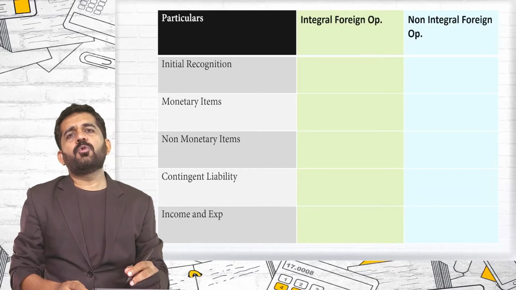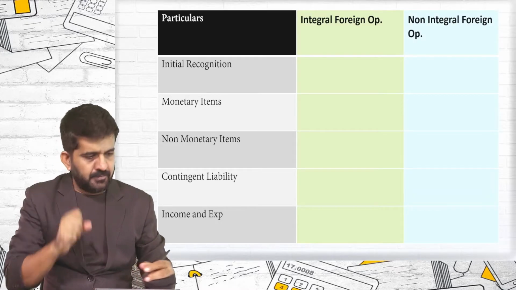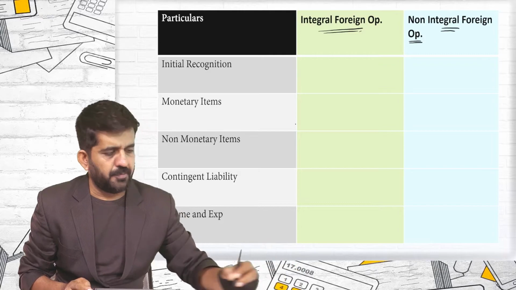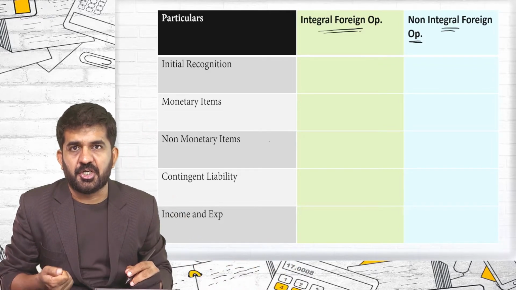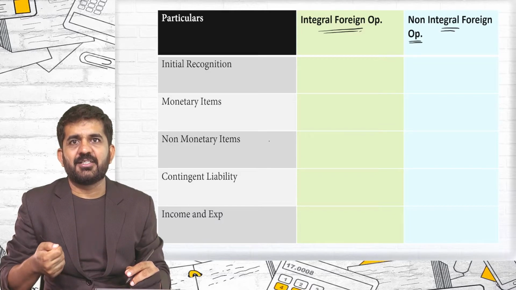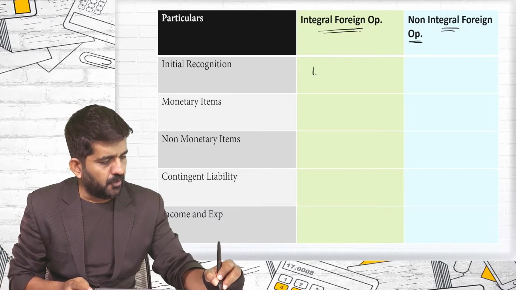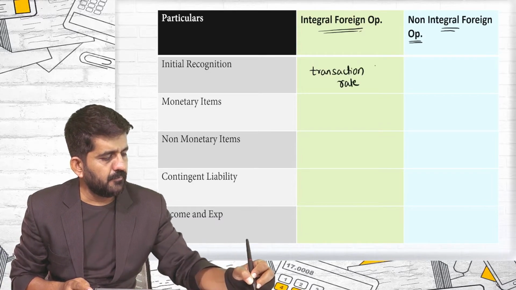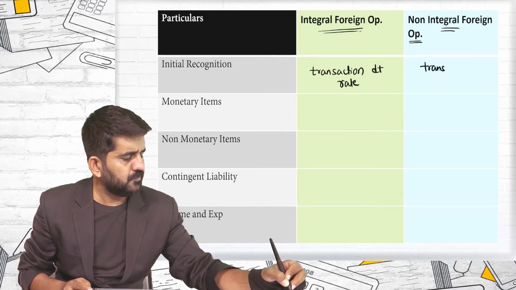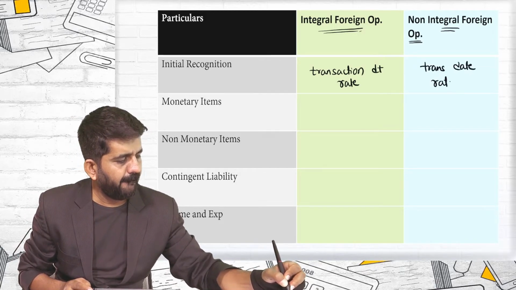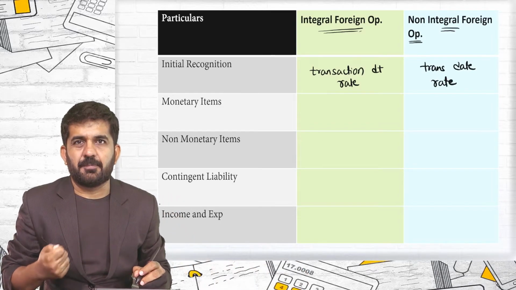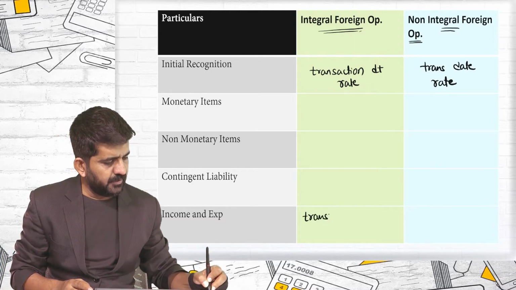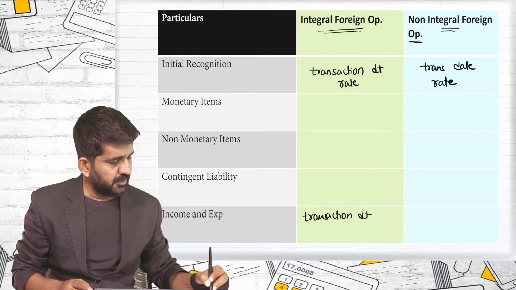For that, we refer to AS 11, which says the rate will be determined by whether they are integral foreign operations or non-integral foreign operations. Initial recognition, in any case, whether integral or non-integral foreign operations, will be at the transaction rate. So when you convert purchases, sales, all incomes and expenditures, it will be at the transaction date rate.